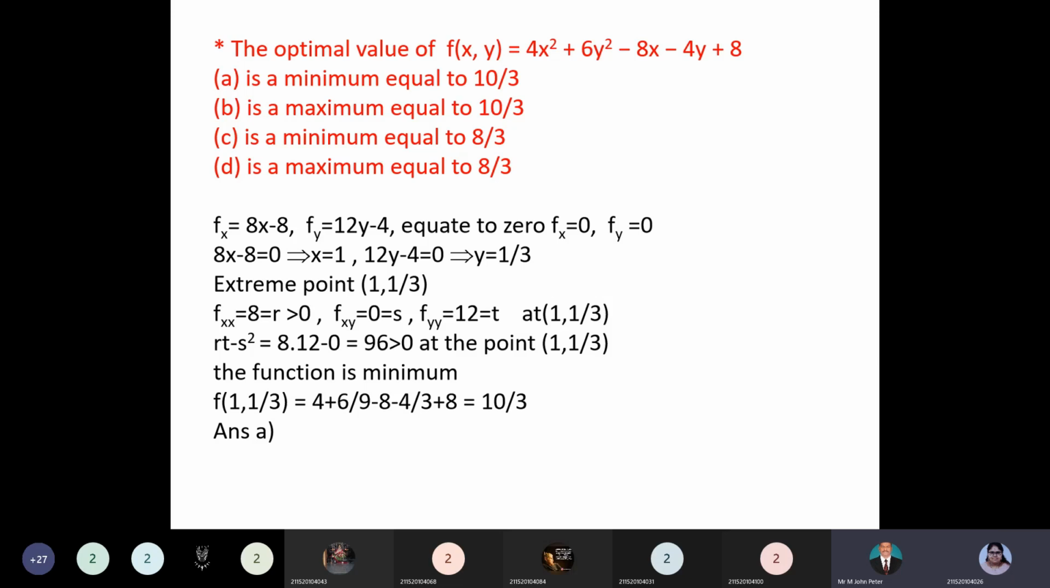So this one is minimum. Okay, it's not a maximum. 10 by 3, positive value anyway. Based on the concept, we are getting this as a minimum value. So for this function at the extreme point, it takes the minimum value 10 by 3. Not maximum value 10 by 3.